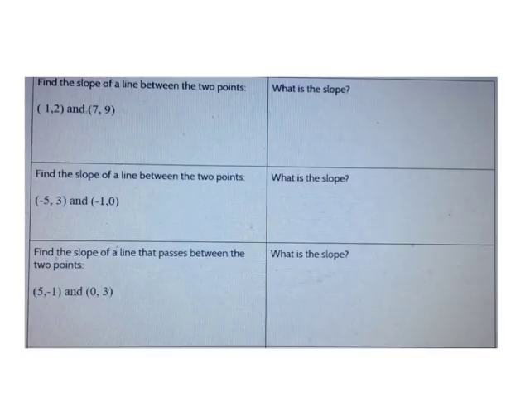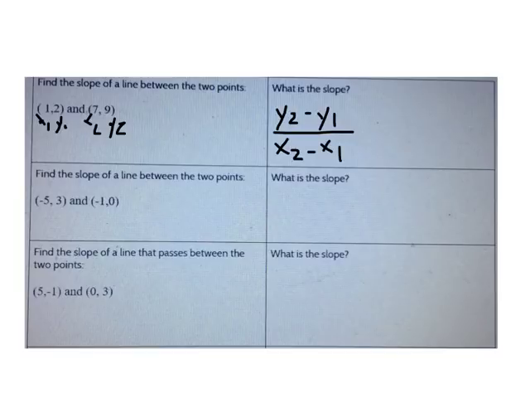Find the slope of a line between the 2 points. First, let's label x1, y1, x2, and y2. Remember that the formula for slope is y2 minus y1 over x2 minus x1. And we can plug our numbers in. y2 is 9 minus y1 is 2. x2 is 7 minus x1 is 1.